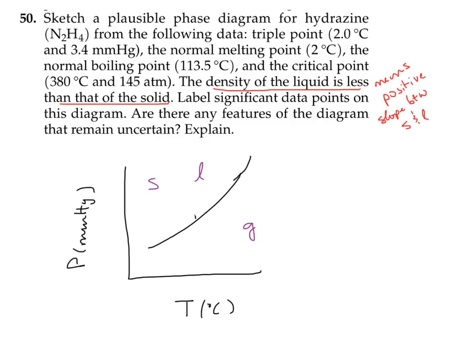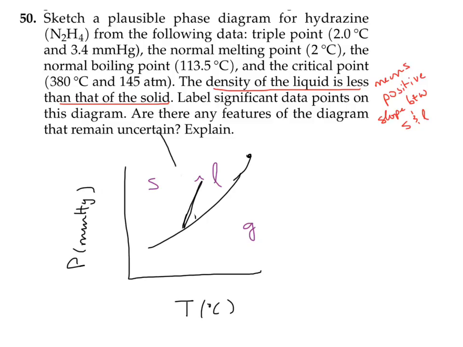The fact that the liquid is less dense than the solid means that actually it's the opposite of water. So I'm going to go ahead and draw a positive slope in there. Okay. And move my L over. And that line extends up. The abrupt end is this one right here between the liquid and the gas.